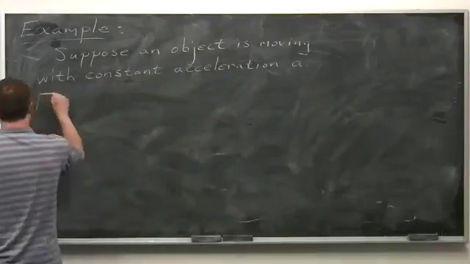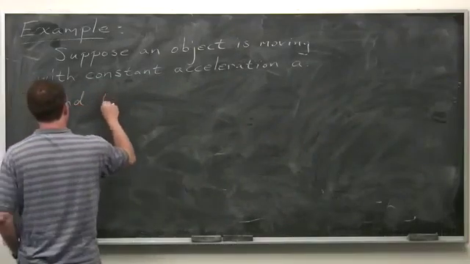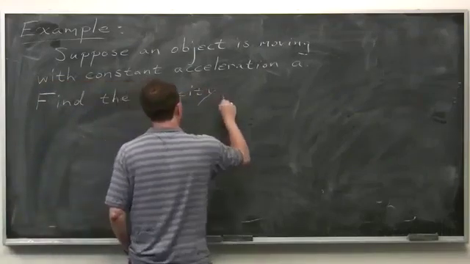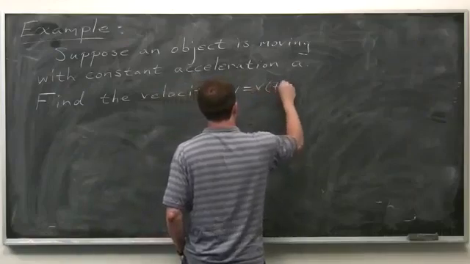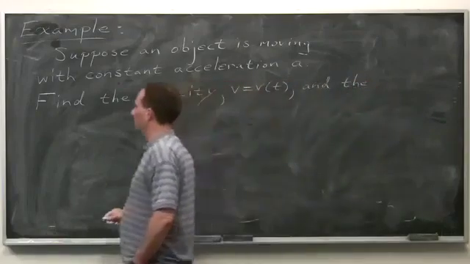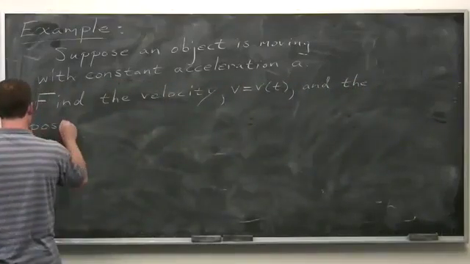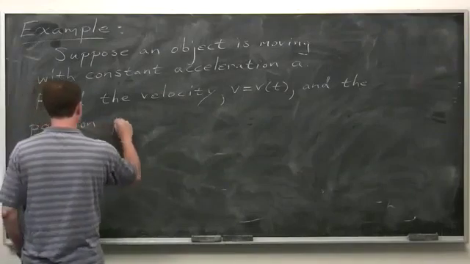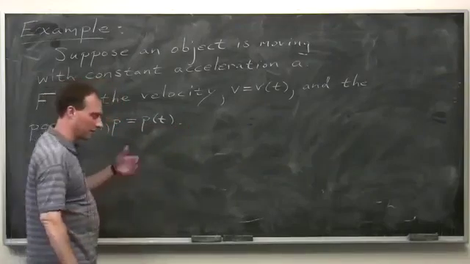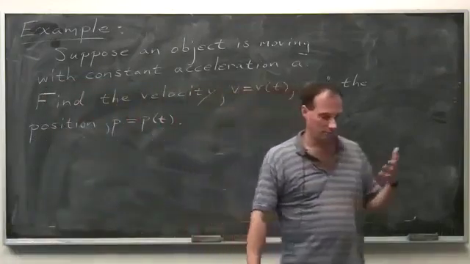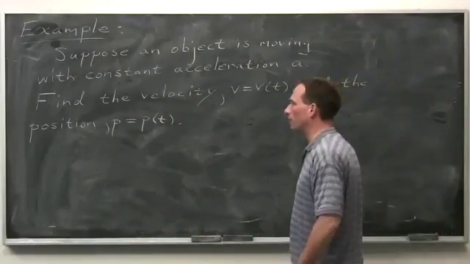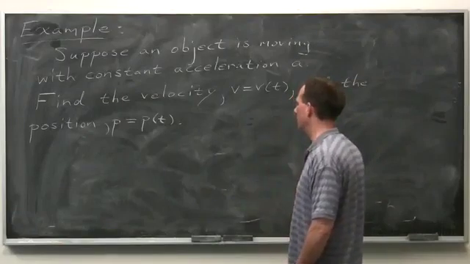Find the velocity v as a function of time and the position p as a function of time. Okay, well, I haven't given any units, but assuming we pick consistent distance and time units, you could use this for whatever units you have: meters and seconds, feet and seconds, miles an hour.